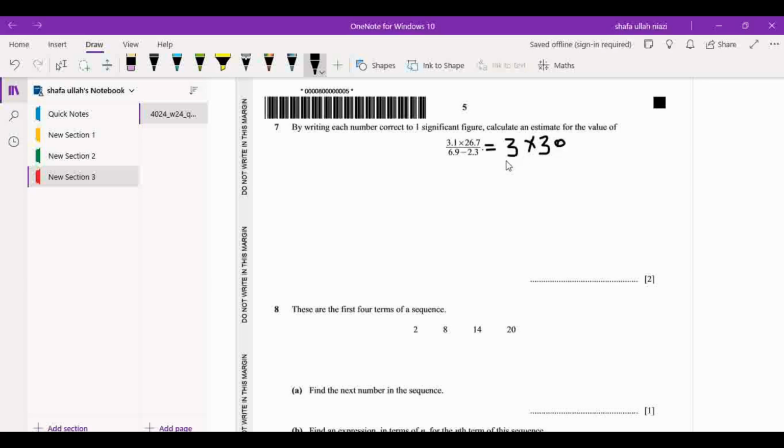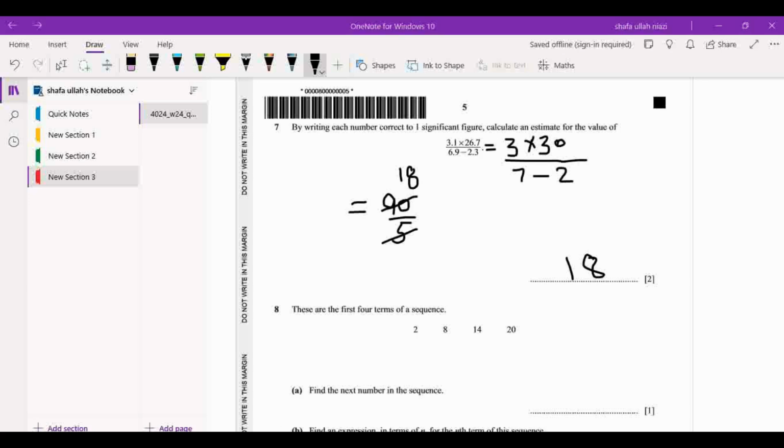And then 6.99 is actually 7 correct to one significant figure. And 2.3 is 2 correct to one significant figure, so this will be equal to 30 times 3 is 90. 90 over 7 minus 2 is 5, so 90 over 5 is 18, so the answer should be 18 here.